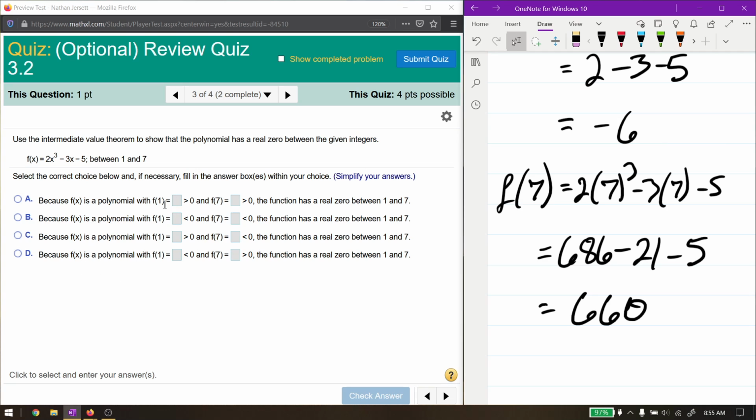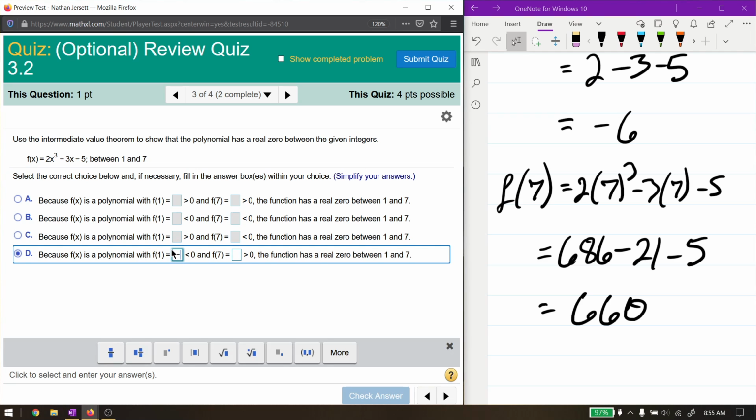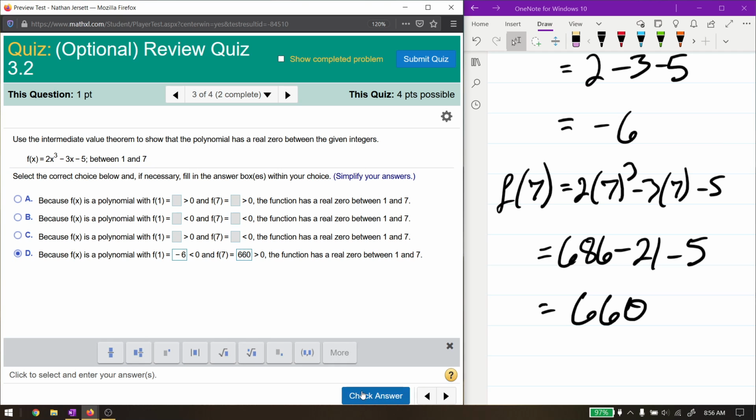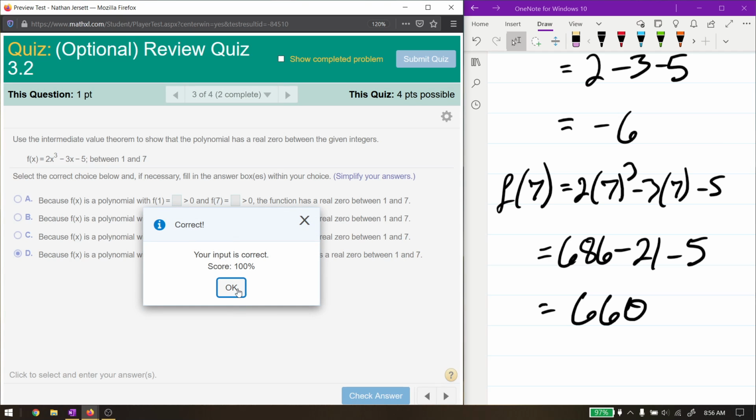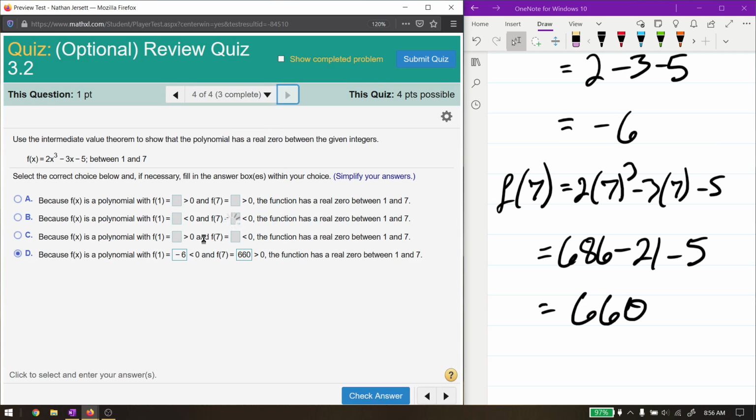F of 1 was negative, so that's less than 0. F of 7 was positive, so we have f of 1 is less than 0, which is -6 is less than 0. And f of 7 is greater than 0 at 660. The function has a real zero between 1 and 7. And that's correct.